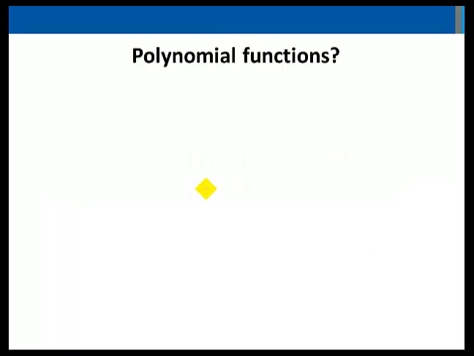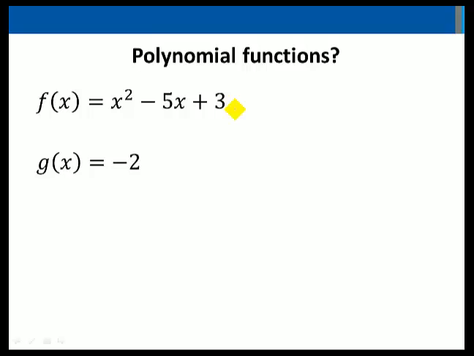Are the following polynomial functions? f(x) = x squared minus 5x plus 3. Yes, this is a polynomial. g(x) = negative 2 is also a polynomial. It might help to think of this as negative 2 times x raised to the 0 power.